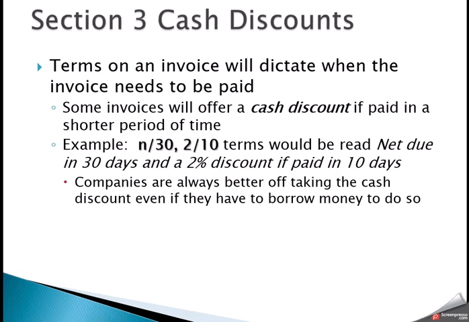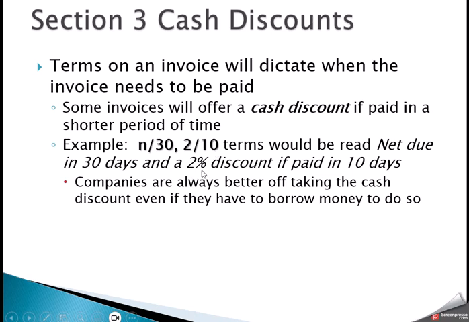Then the third section deals with cash discounts. So those go back to the terms that we saw in the invoice. So the terms in the invoice explain how the customer needs to pay. So a good example is one that'll say net/30 2/10. So that tells us the net invoice is due in 30 days. We will save 2% if we pay in 10 days.